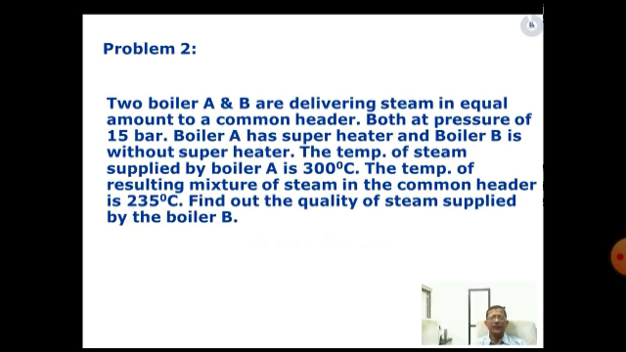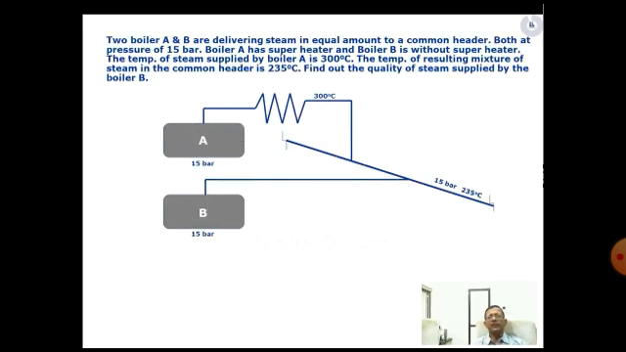So what we do, we just make a freehand sketch of this A, B delivering the steam to a common header. We know that both boiler A and B is 15 bar, so common header pressure would be again also 15 bar.